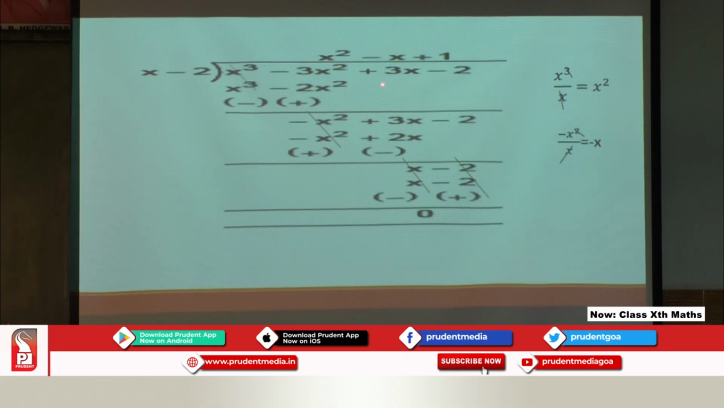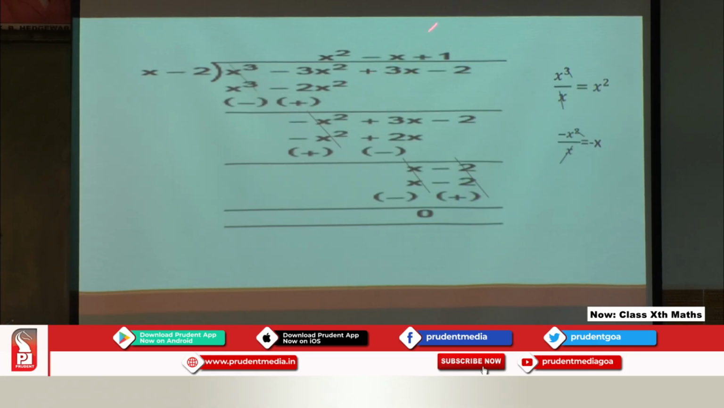Now, bring down this same terms plus 3x and again minus 2 here. Now, again we have to see here the first term of the dividend is minus x square, and the first term of the divisor is x. So, again I divided the first term of the dividend, that is minus x square, by the first term of the divisor, that is x. So, cancel this x and x cancelled, we got minus x. Now, this minus x is the second term of the quotient.